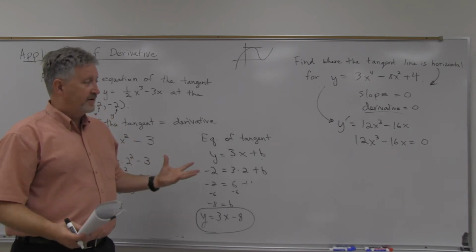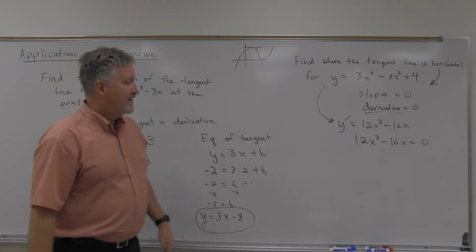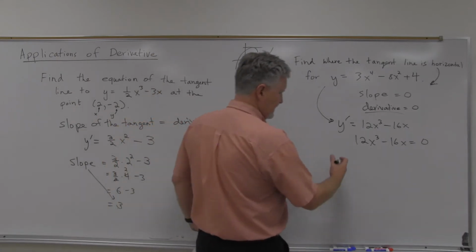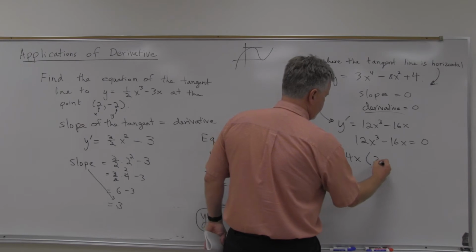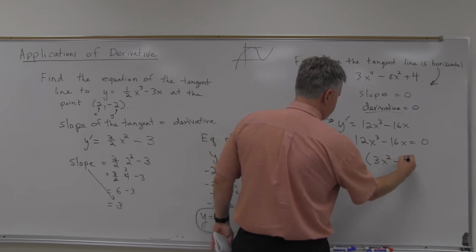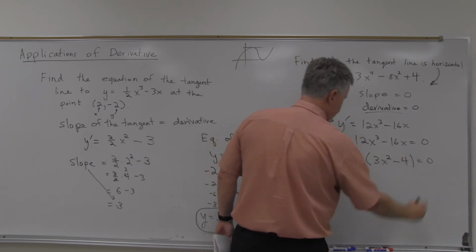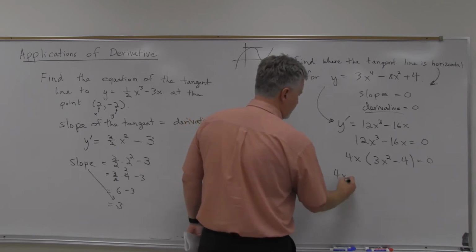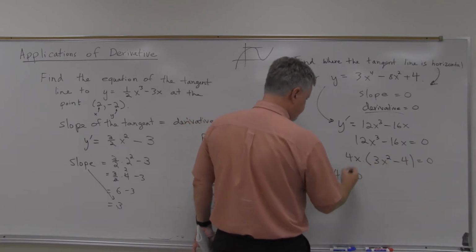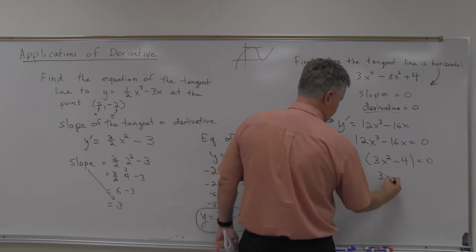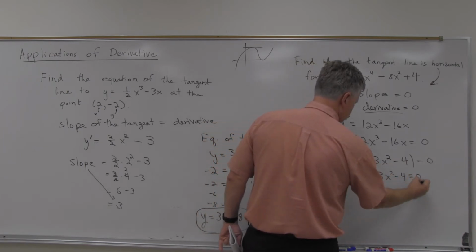And depending upon the type of equation you get, this was just a little factoring. I can pull out a 4x, so it'll be 3x squared minus 4 equals 0. So I've got 4x. Now I've got factors, we can set those equal to 0. 4x equals 0, 3x squared minus 4 equals 0.